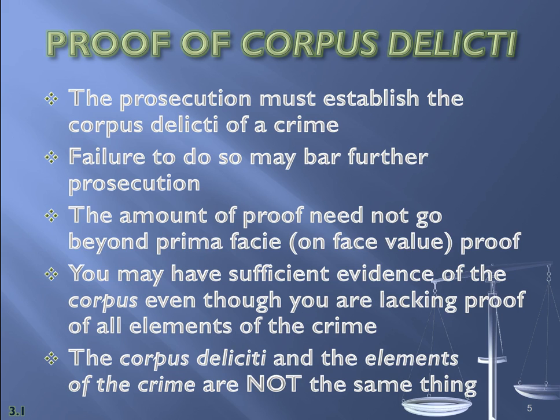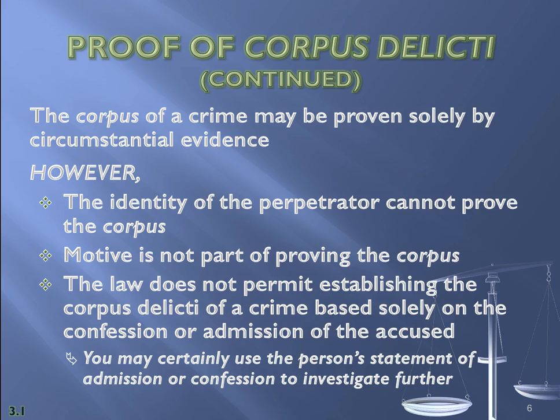So there is no requirement of independent evidence of every physical act constituting an element of an offense, so long as there is some slight or prima facie case showing of injury, loss, or harm by a criminal agency. So again, the corpus of a crime, that corpus delicti, may be proven solely by circumstantial evidence. However, the identity of the perpetrator cannot prove the corpus. The motive is not part of proving the corpus.